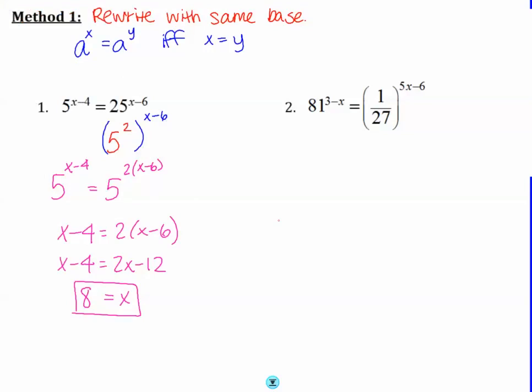Let's look at the next problem. We have 81 to the 3 minus x power equals 1 over 27 to the 5x minus 6 power. And for these type of problems, your power sheet will be very helpful. If you look at your power sheet, 81 is 3 to the 4th power. And our power sheet tells us that 27 is 3 to the 3rd power, but we have 1 over 27. So 1 over 27 is 3 to the negative 3rd power.